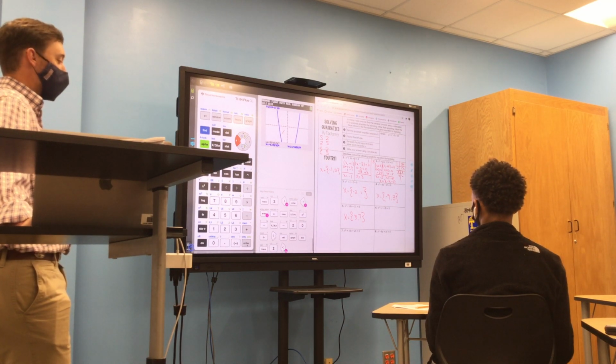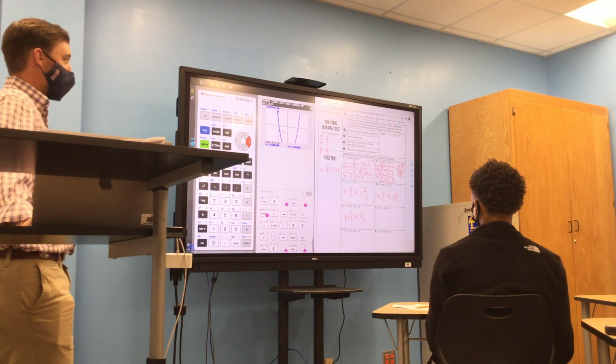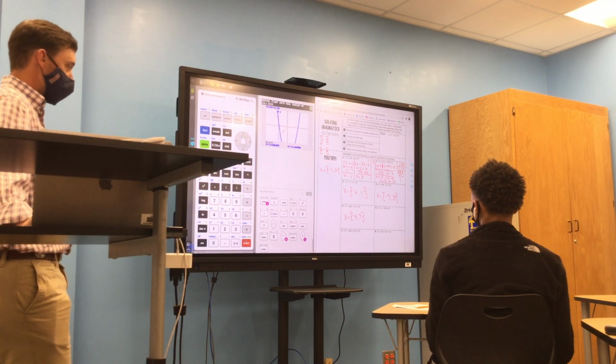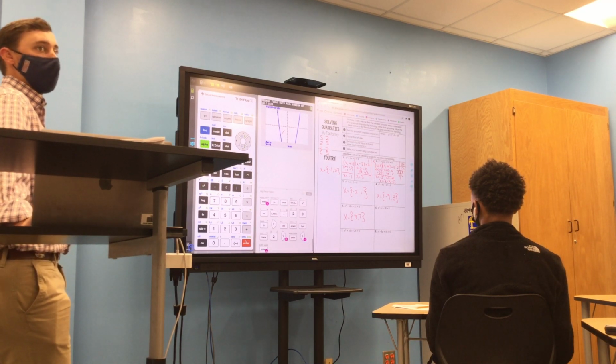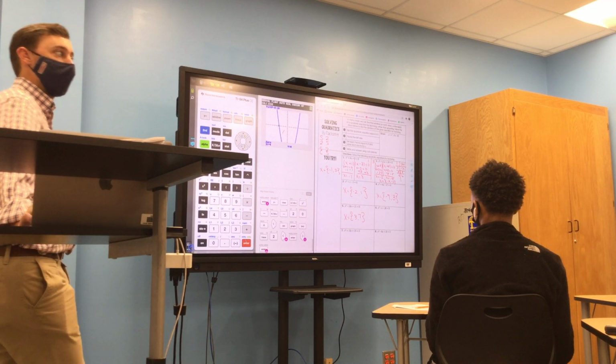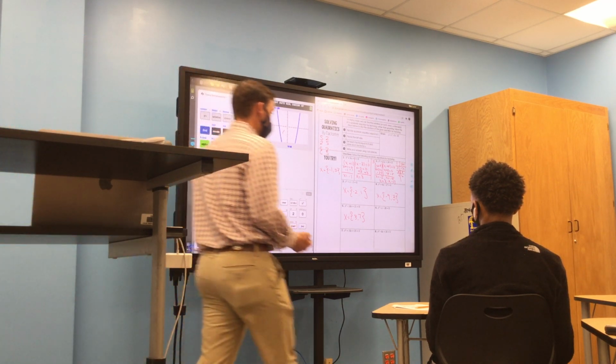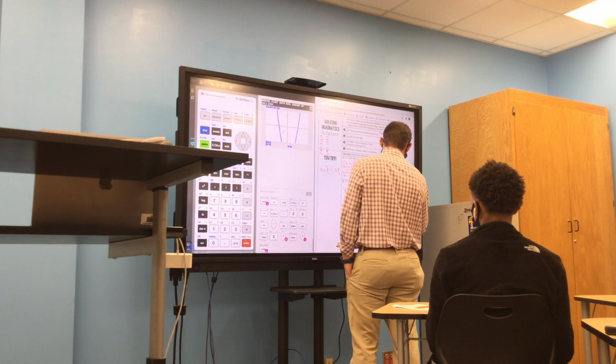I'm gonna press enter on the left side, scroll to the right side, press enter, and press enter a third time to find the 0 where it crosses. That's at -4. So for number 6, that's one of my solutions.